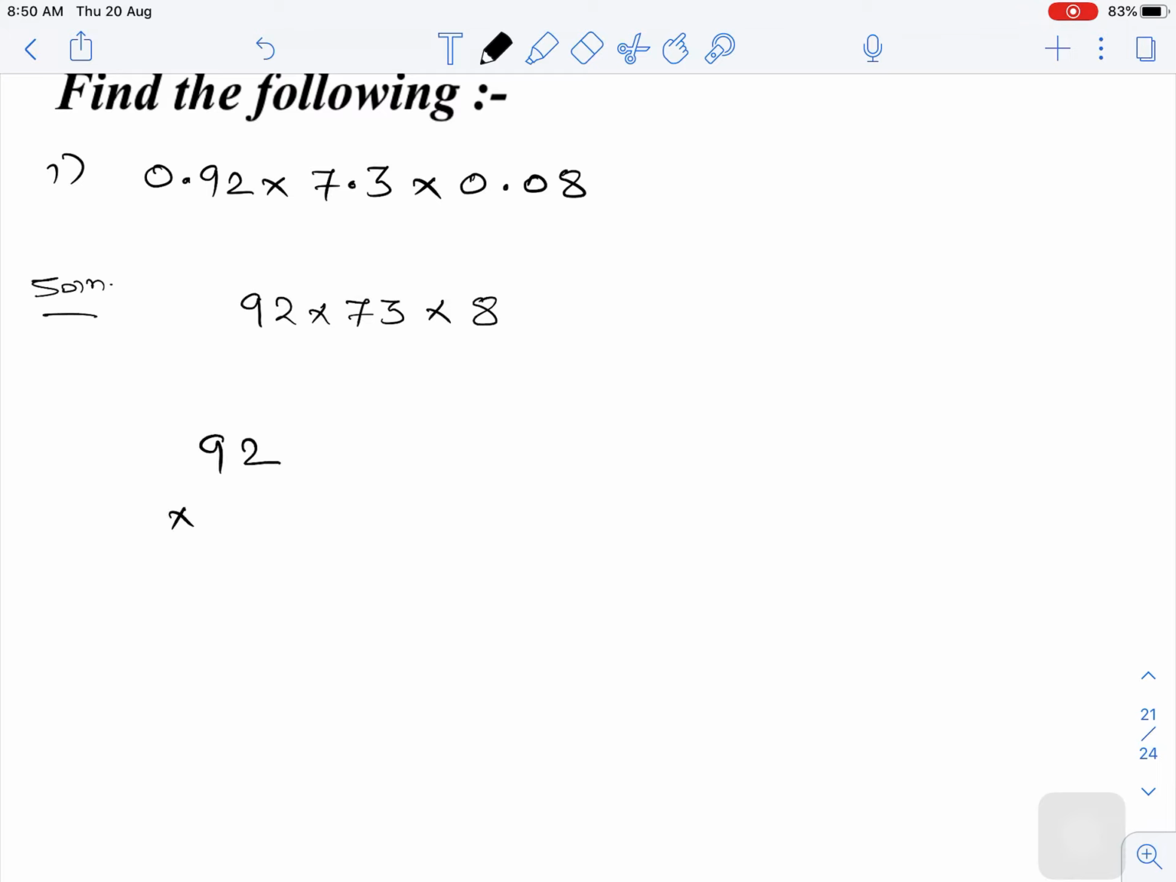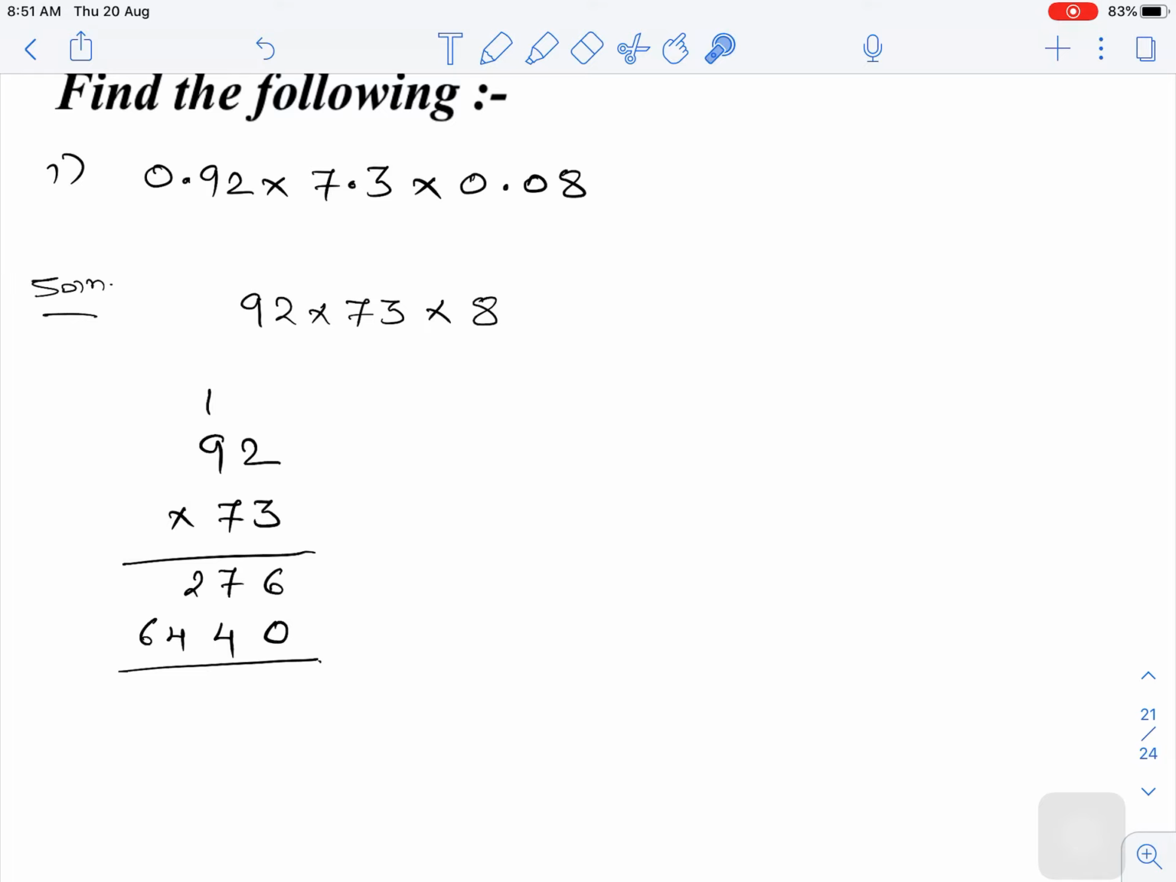Now first let us multiply this 92 by 73. So let us see what we are getting. 3 2s are 6, 3 9s are 27. Here 0. Now 7 2s are 14, so 1 will come here, 4 will come here, and 7 9s are 63 plus 1, 64.